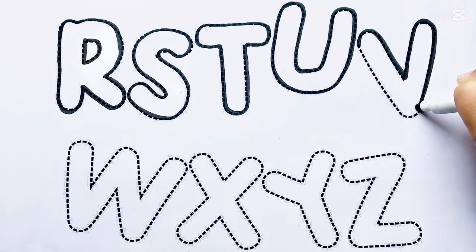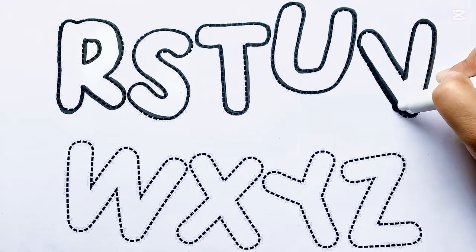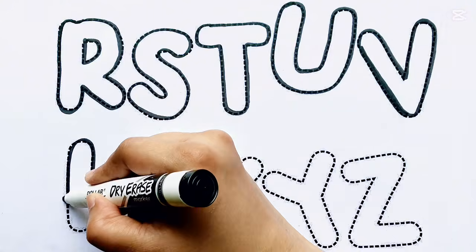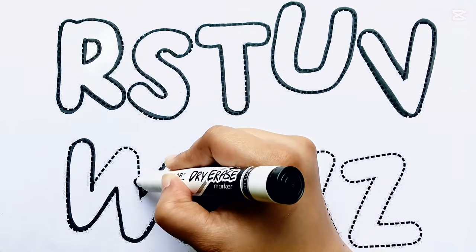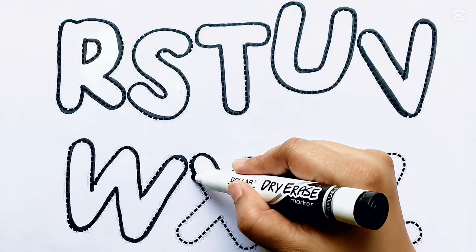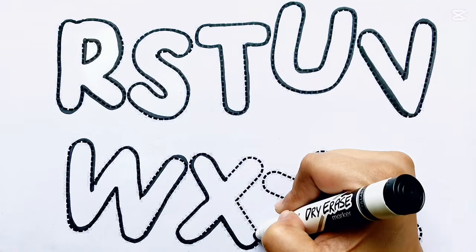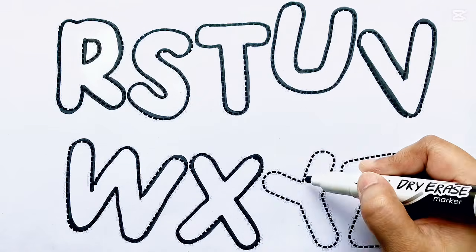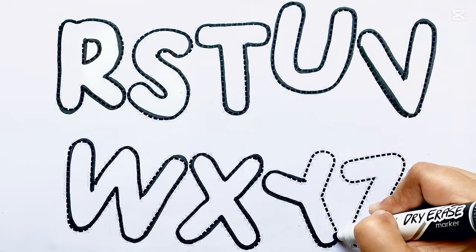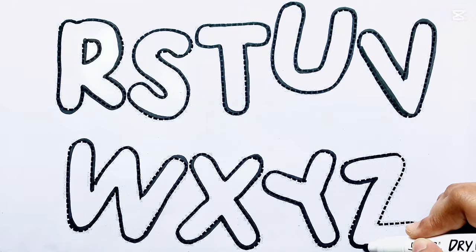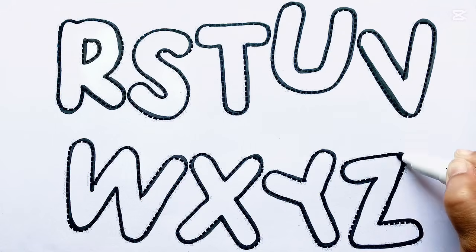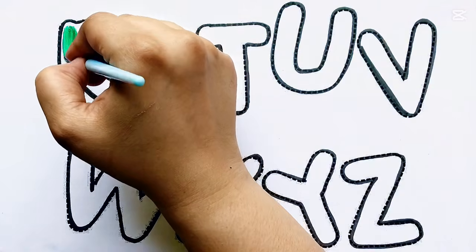V. V for vase. W. W for watch. X. X for xylophone. Y. Y for yo-yo. And Z. Z for zebra. Let's print.